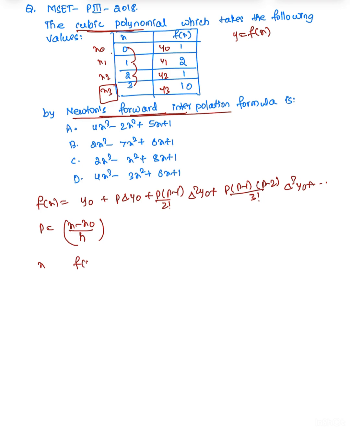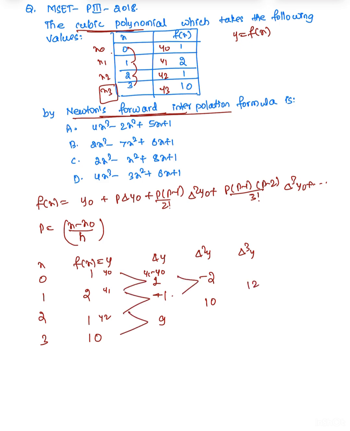So that is x, f of x: y is 0, 1, 2, 3 for x, and 1, 2, 1, 10. First difference is delta y, second difference is delta square y, third difference is delta cube y, and so on. The first difference means y1 minus y0, which is 2 minus 1 is 1. Likewise y2 minus y1 is minus 1, and this is 9. For the second difference, this minus this is minus 2, and 10. The third difference is 12. So first differences are 1, minus 1, 9, second differences are minus 2, 10, and the third difference is 12.